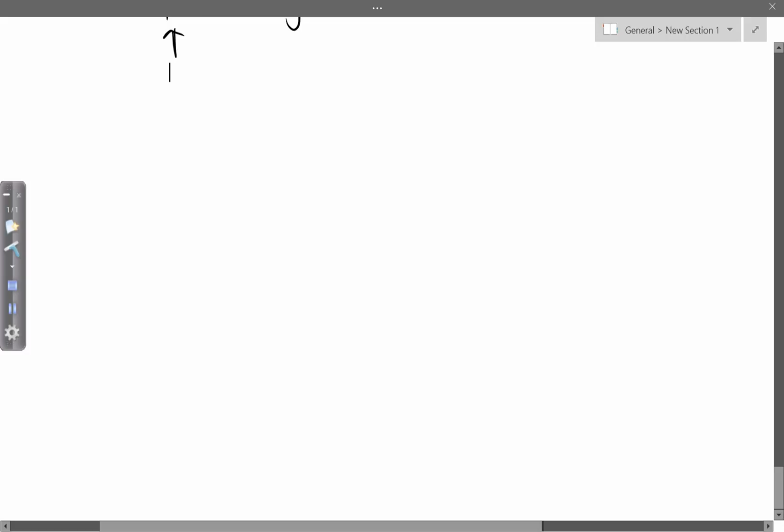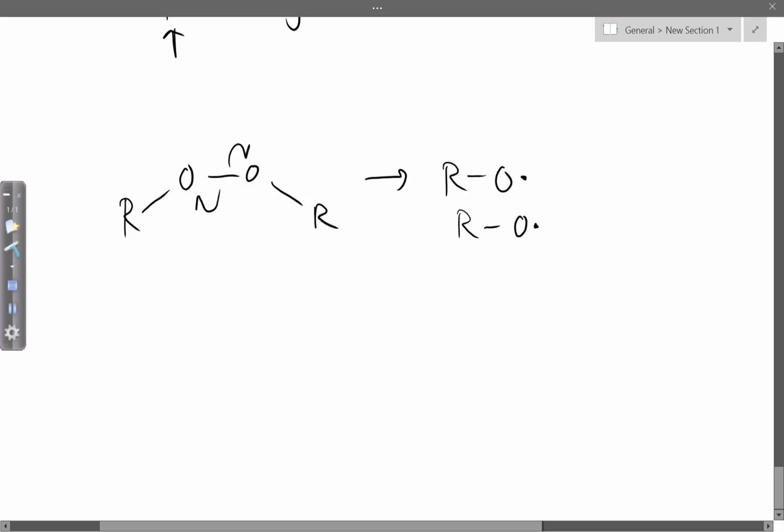So it usually occurs between atoms with similar electronegativities. For example, peroxides, right? So for species containing the peroxide functional group, they will have this kind of structure. So for this OO bond, you can form a radical, right? And after the homolytic fission, you have an RO radical and another RO radical, right?